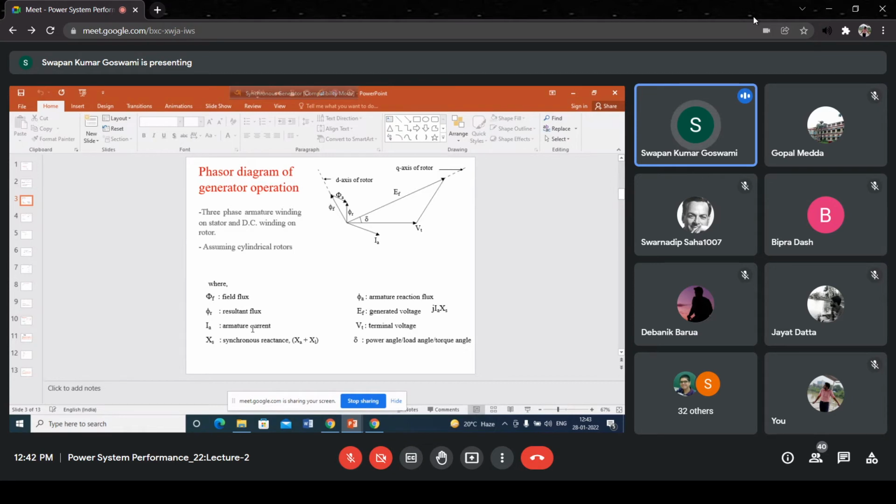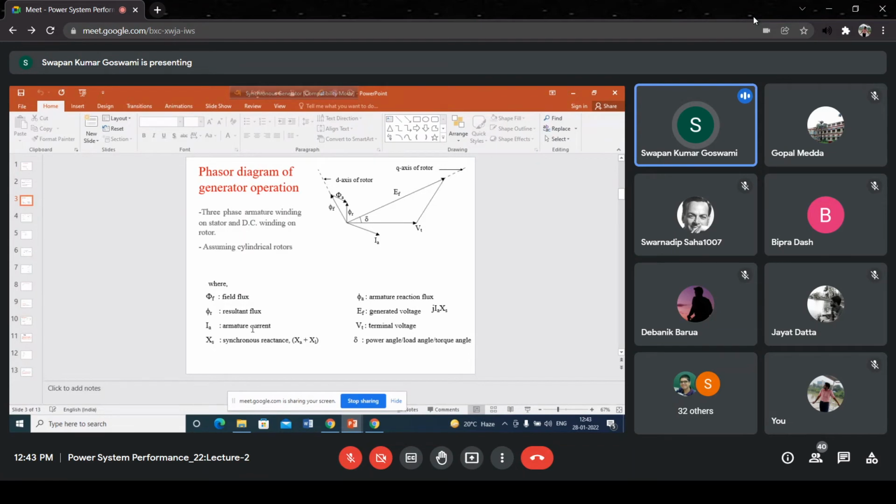The construction of a synchronous machine: it has an armature winding, a three-phase armature winding, which is on the stator, and the rotor is a DC winding. The rotor carries DC current, direct current. So the field current is DC, and the armature is situated on the stator.